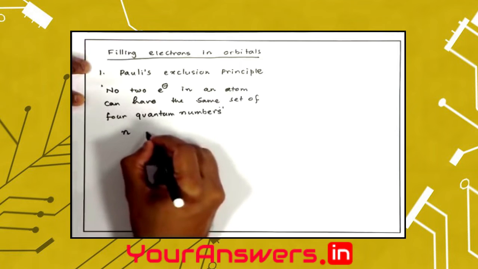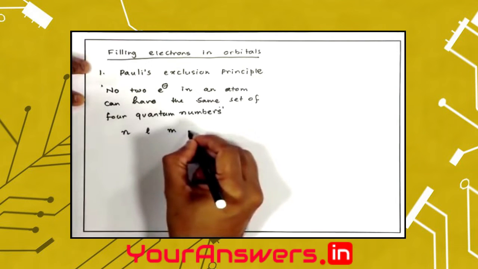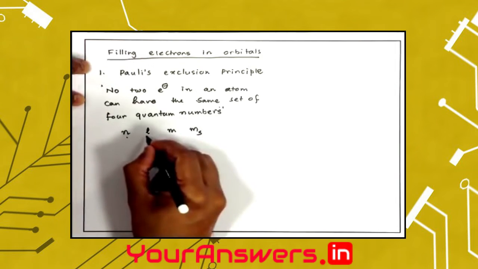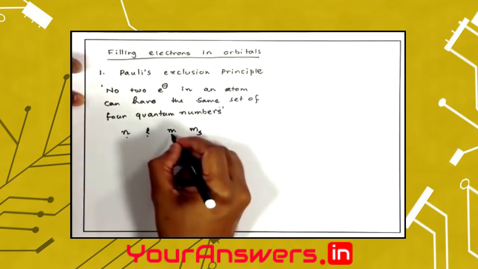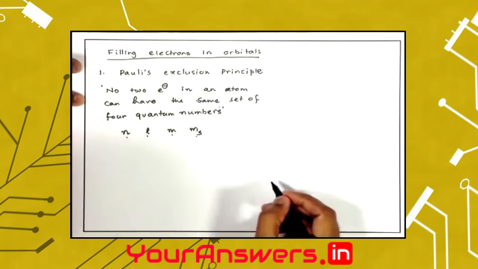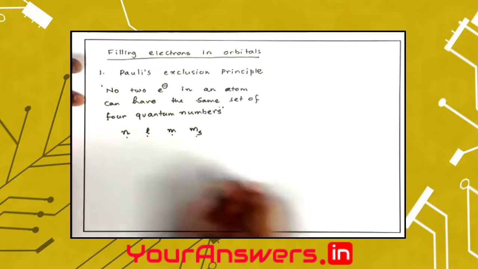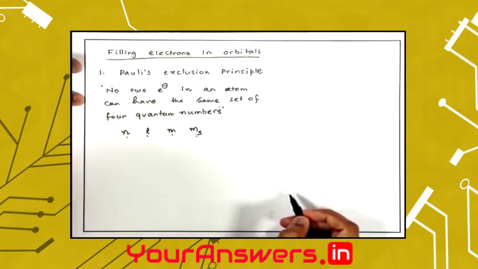What are these 4 quantum numbers? n, l, m and ms. The principal quantum number, azimuthal quantum number, the magnetic quantum number and the spin quantum number. We know what these quantum numbers represent.